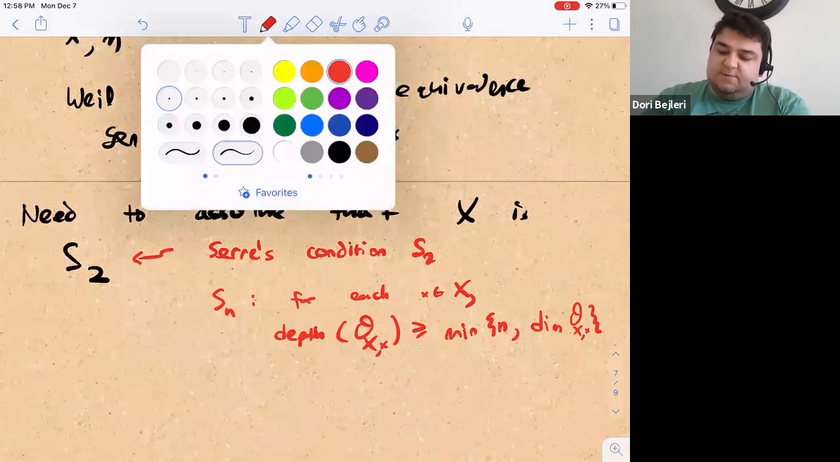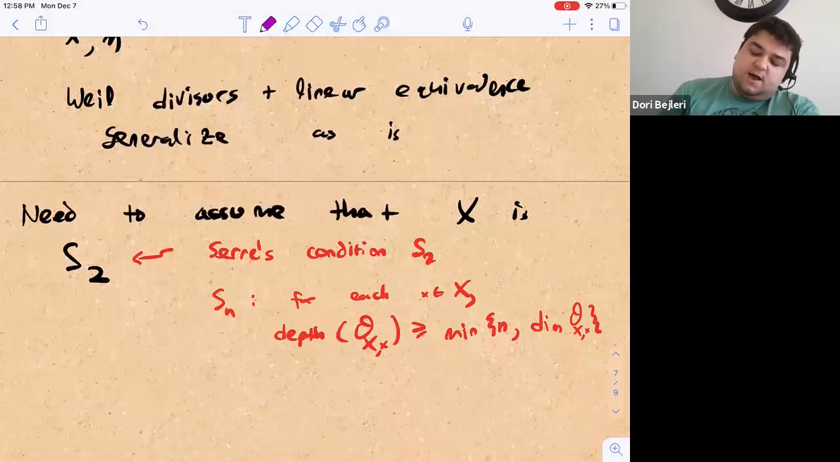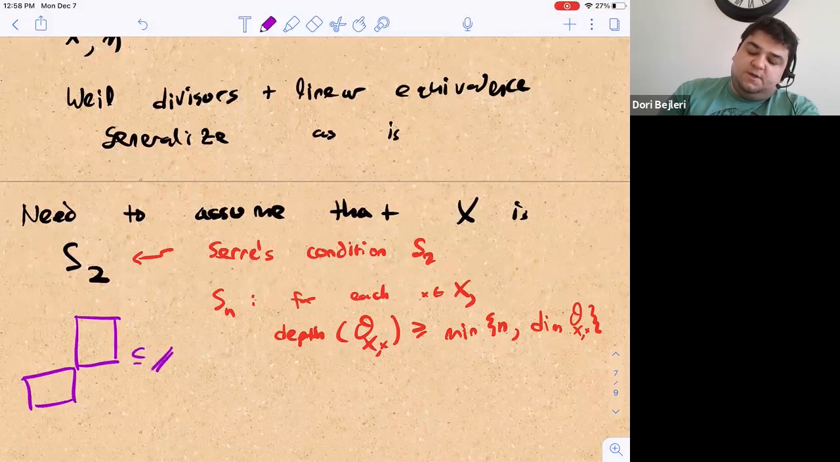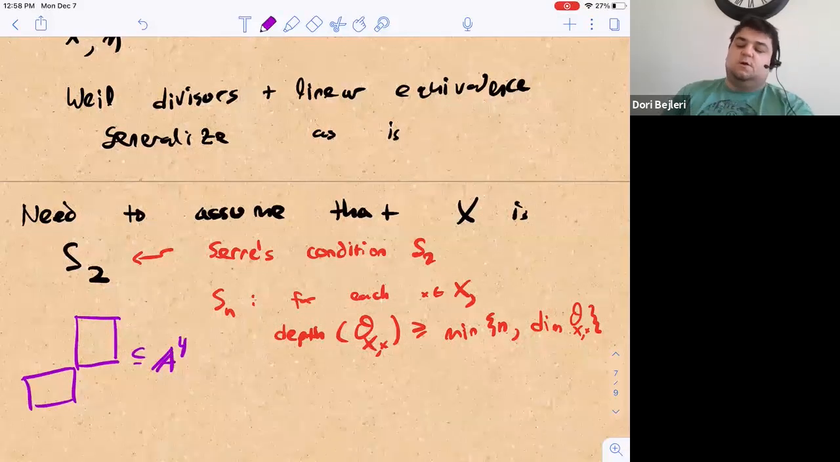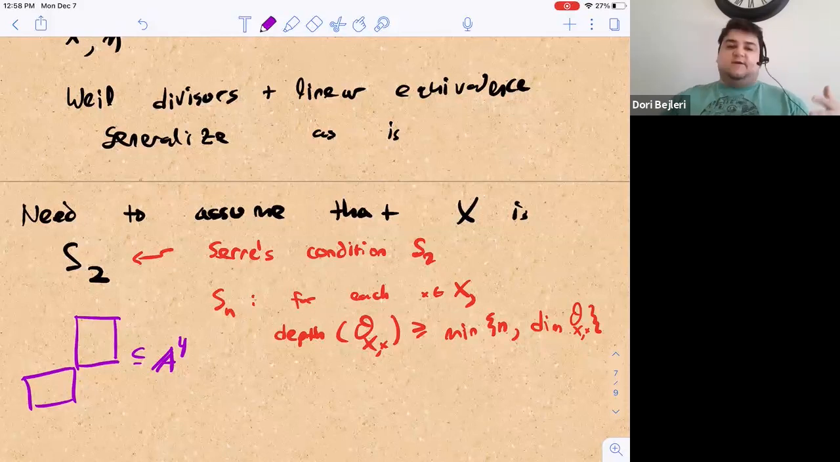If you want to think about an example of a variety that's not S2, consider two planes in A4 meeting at the origin. So maybe the vanishing of the X and the Y coordinates and the vanishing of the Z and the W coordinates. This union is not S2 because I can have a function that's defined away from the point of intersection, where it has one value on one of the planes and a different value on the other plane. And so it doesn't extend, even though it's defined away from codimension 2.